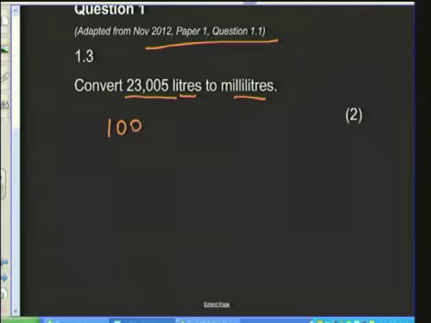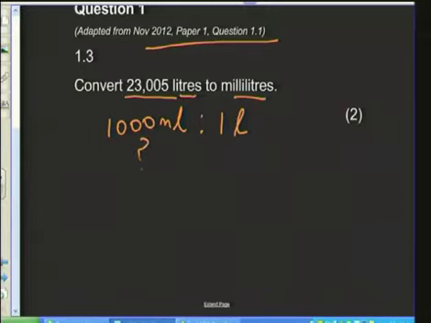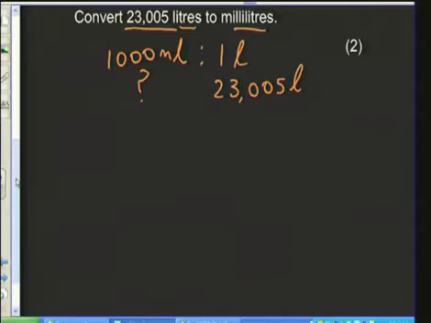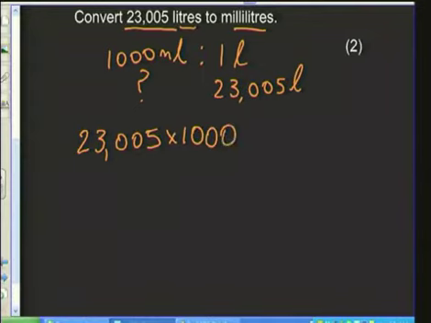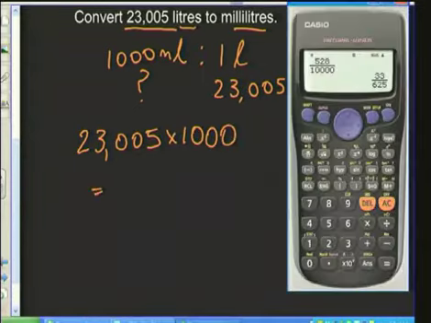And if you can relate this to every day, then you're never going to forget that there are 1,000 milliliters in 1 litre. And this actually works out to be a ratio question because we are looking for how many milliliters in 23,005 litres. And what we can clearly see from that is that we need to multiply the two. So we take our 23,005 and multiply by 1,000. We get our answer and use the calculator.